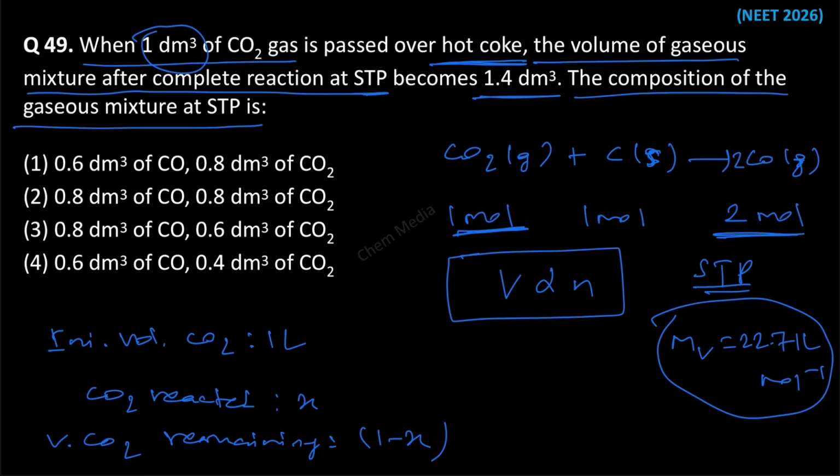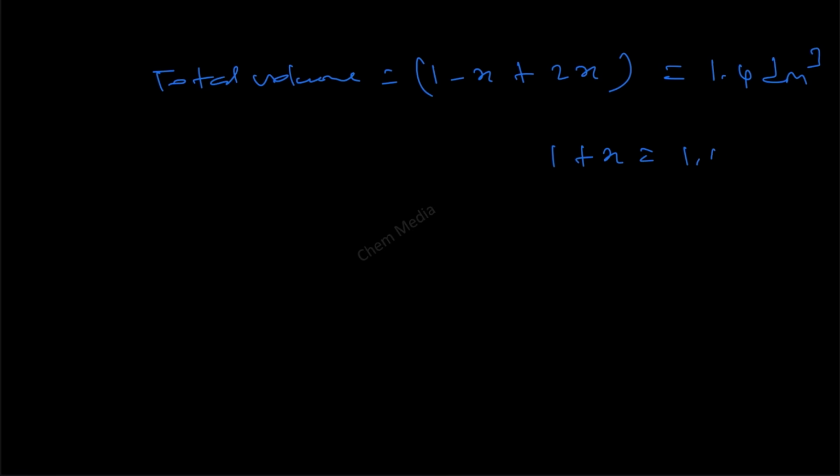Therefore, what would be the volume of CO produced? Volume of carbon monoxide produced would be 2x, isn't it? Therefore, total volume is equal to 1 minus x plus 2x, and that is equal to 1.4 decimeter cube. So therefore 1 plus x is equal to 1.4 decimeter cube. This means x is equal to 0.4 decimeter cube.